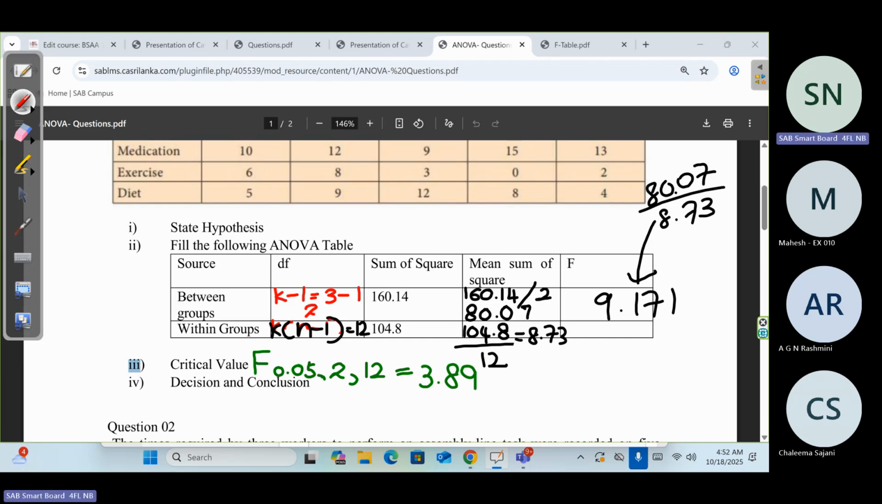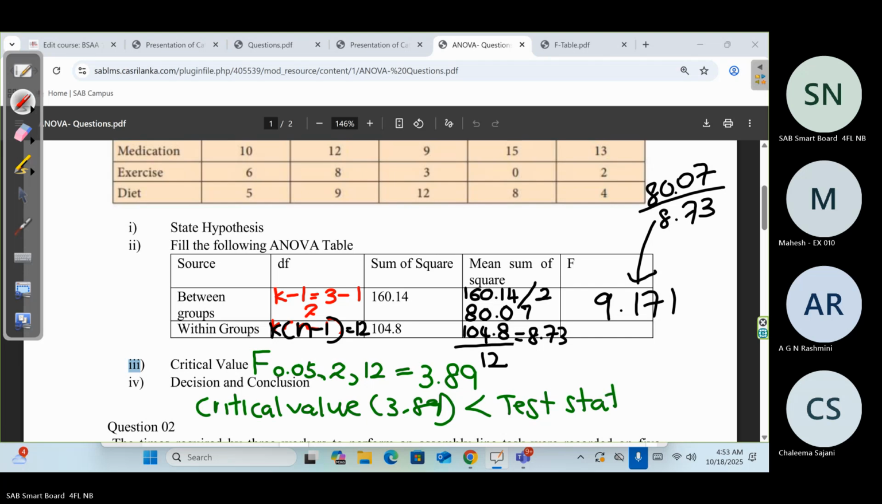Under the decision you mentioned, okay? Critical value. Is that to the test statistic. Therefore, we reject H naught. The test statistic is greater than the critical value. Then we reject H naught at 5% level of significance.